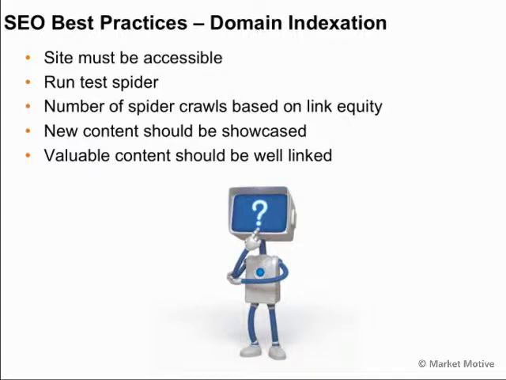So overall, the things to keep in mind here is that the site must be accessible. You can run a test spider like Xenu or Internet Marketing Ninjas or my favorite Screaming Frog, and these crawl cycles are going to be based on the amount of link equity that your site has. The new content should be showcased. You want to link to your blog or to, in our case, the fishing reports from our homepage so that new content gets indexed. And that valuable and new content should be well linked throughout the site, from the sitemap, from the homepage, from any internal pages where it makes sense.